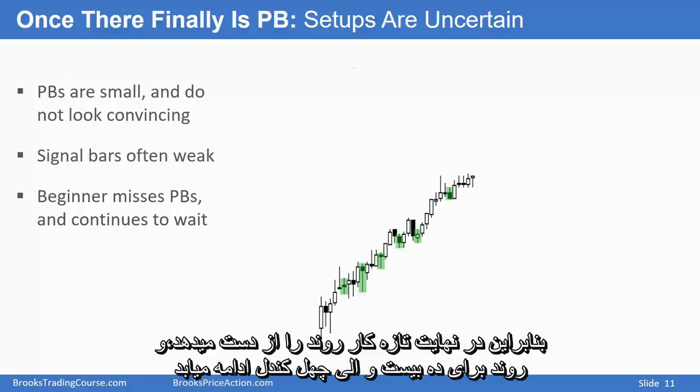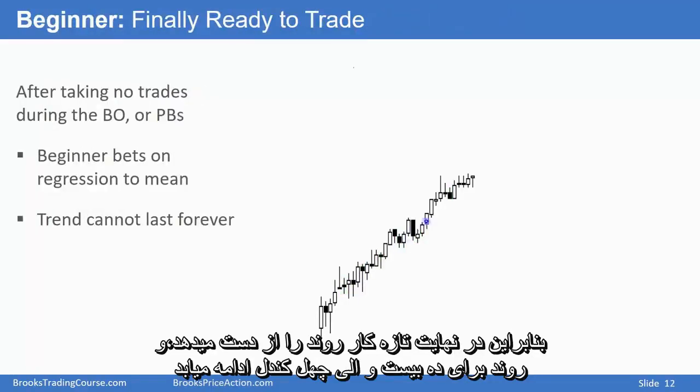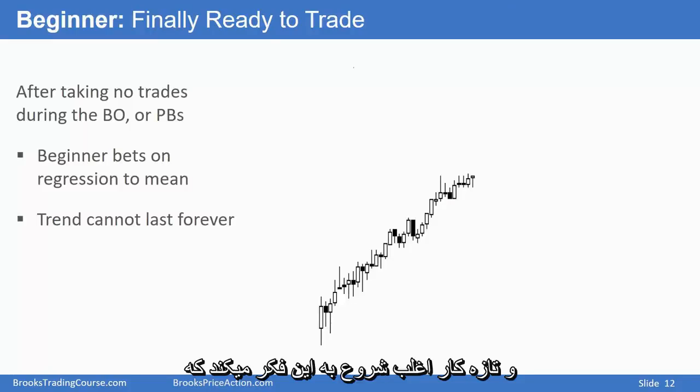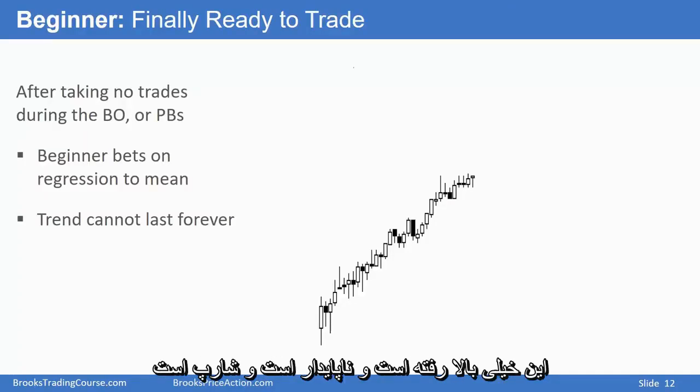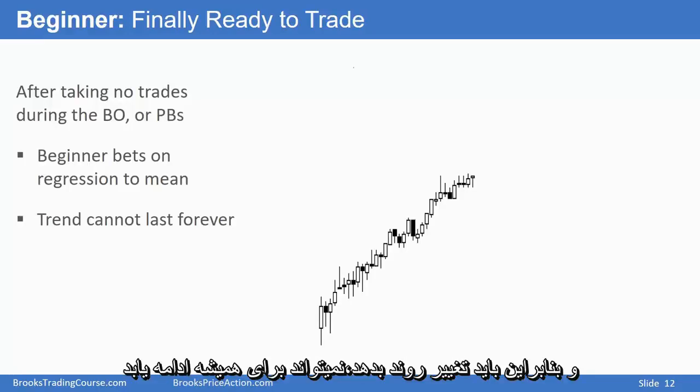So the beginner ends up missing a trend that goes on for 10, 20, 30, 40 bars. And the beginner oftentimes starts to think, okay, this has gone on way too far. It's unsustainable. It's climactic, and therefore it should reverse. The trend cannot last forever.